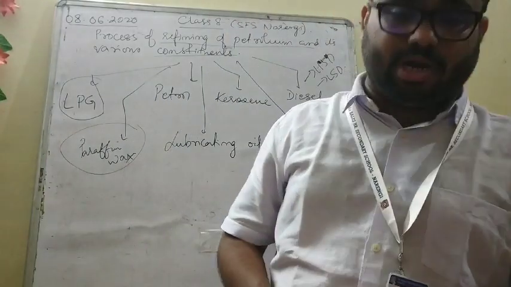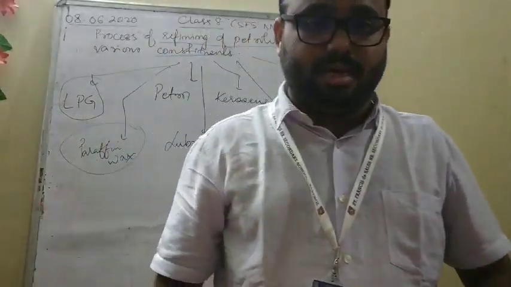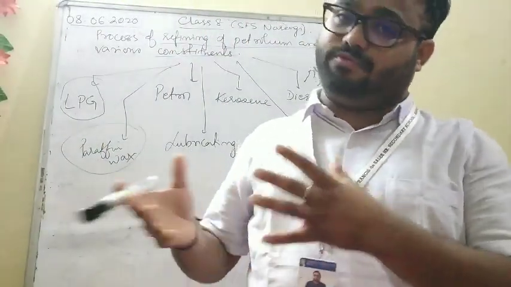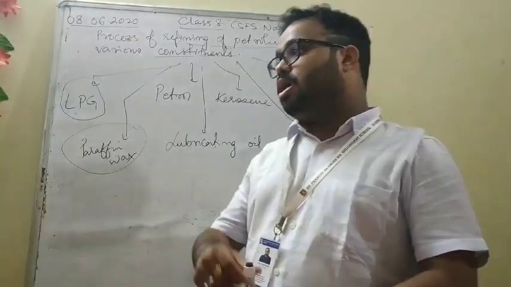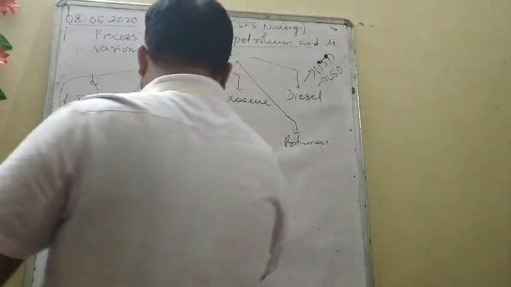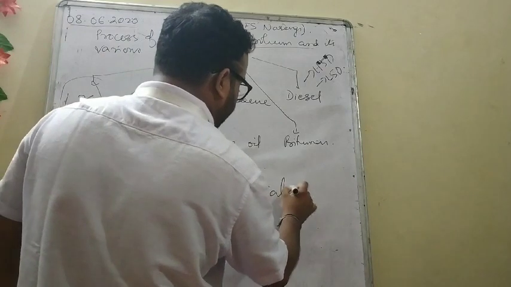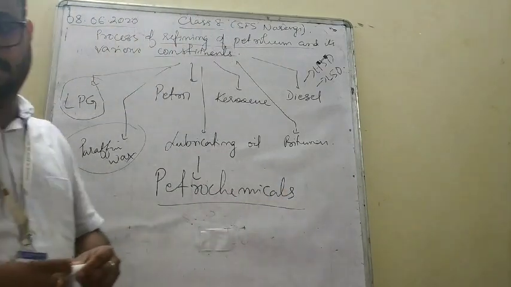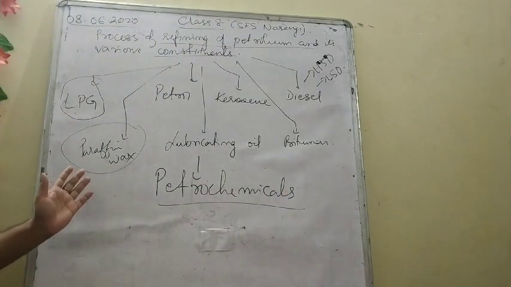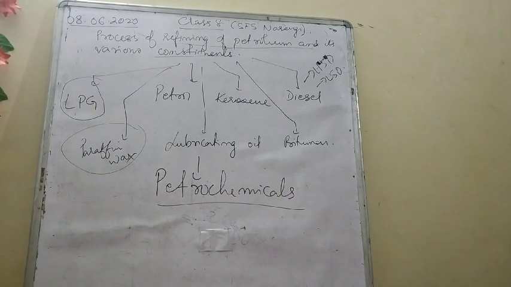Okay, so that's all, everybody. Thank you very much. In the next class, we will come with the next topic, which is natural gas. And natural gas is also a type of component. The compounds which you obtain from petroleum, these compounds together are called petrochemicals because they are obtained from petroleum. So LPG, paraffin wax, petrol, diesel, kerosene, bitumen and lubricating oil are all known as petrochemicals.